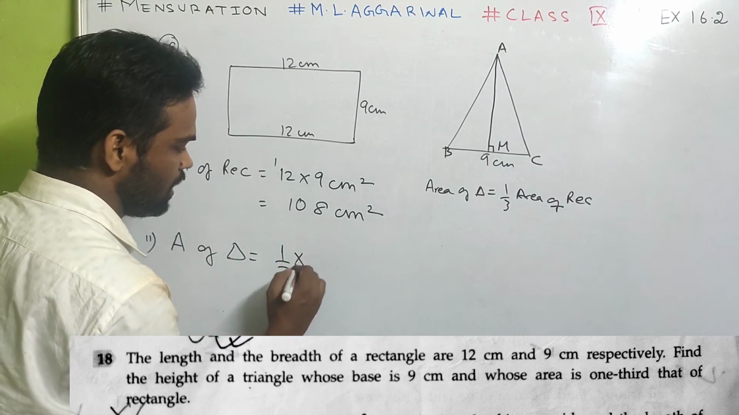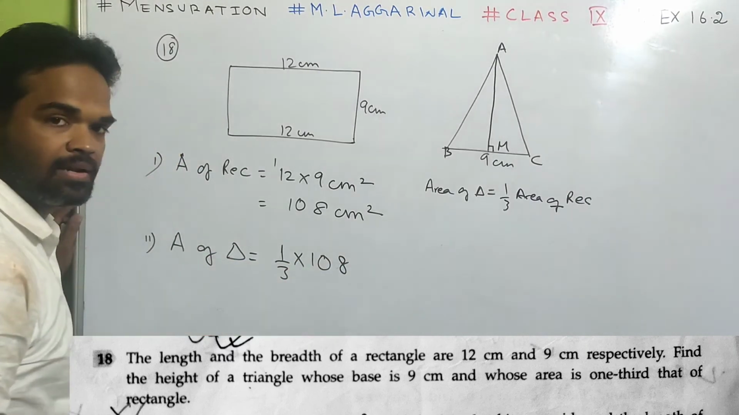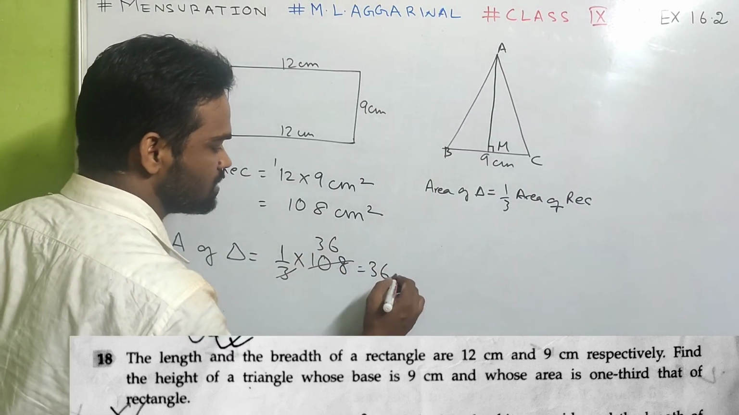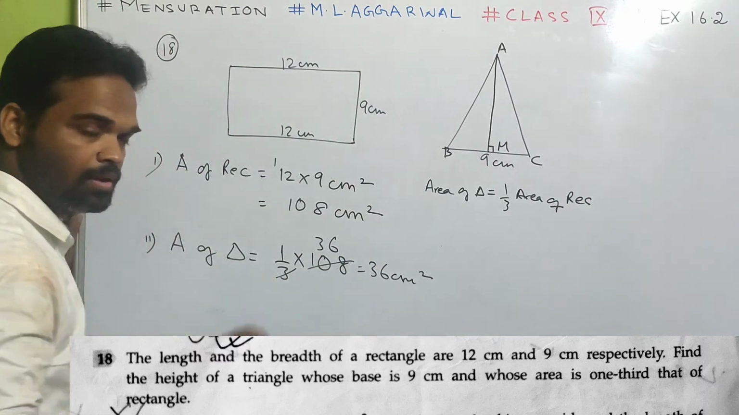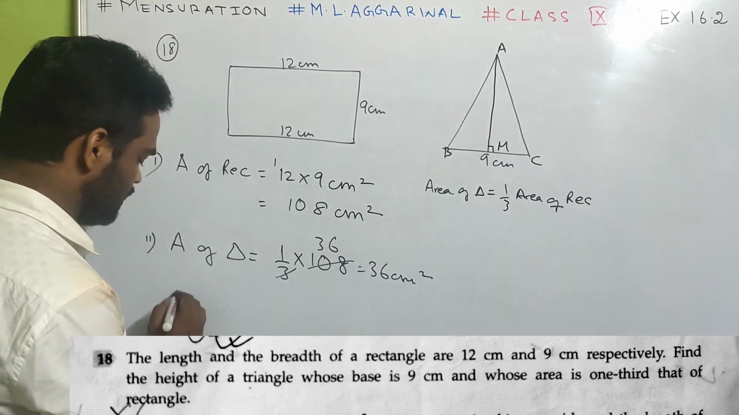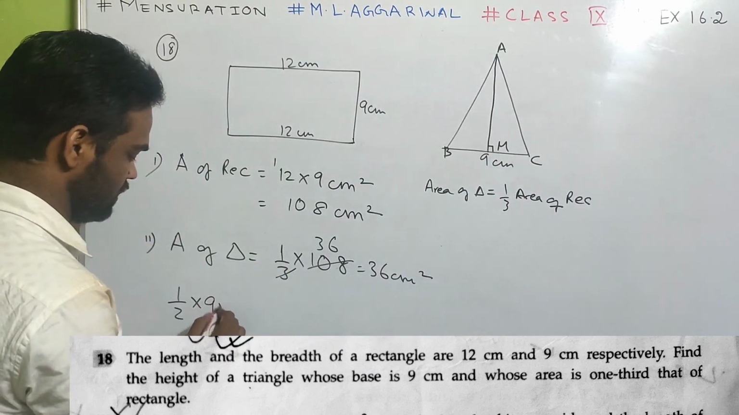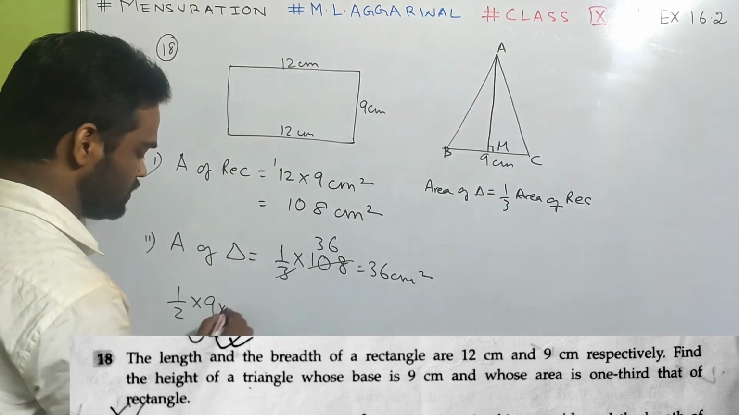Done. Now area of triangle is nothing but 1/3 area of the rectangle. 3 times 3, 6 times. That's 36 centimeters square. Now look carefully. Area of triangle is nothing but half multiplied by base, which is 9, multiplied by height, which is AM.